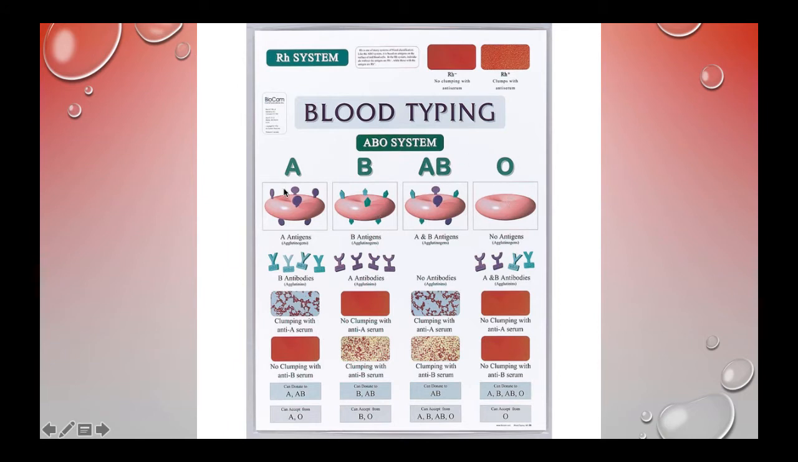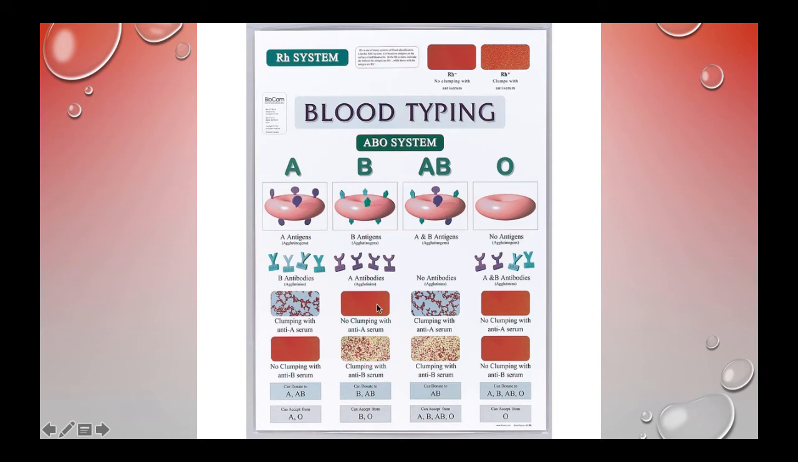So if you are type A, okay, then you should see clumping with the anti-A serum, but not with the anti-B serum, right? Because you don't have the antigens. So the anti-A serum is basically a bunch of anti-A antibodies in that serum. And so if you have the A antigens, you'll see clumping, right? But not with the anti-B serum because you don't have the antigens to bind with those antibodies. And you already have the antibodies anyway.